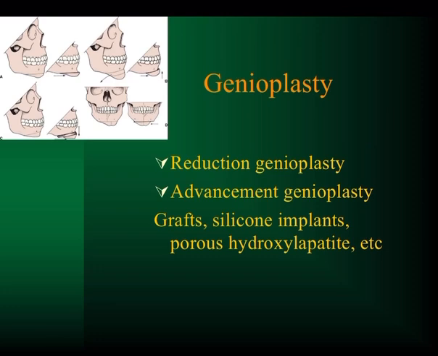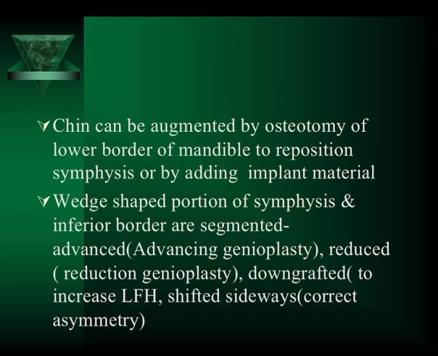Genioplasty: these are all adjunctive procedures. We have reduction genioplasty and advancement genioplasty, which can be done by grafts, silicone implants, porous hydroxyapatite, etc. The chin can be augmented by osteotomy of the lower border of the mandible to reposition the symphysis or by adding implant material. A wedge-shaped portion of the symphysis and inferior border is segmented. When it is advanced, it's called advancement genioplasty.